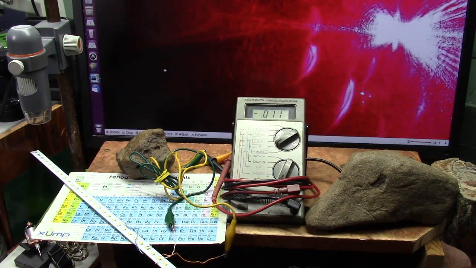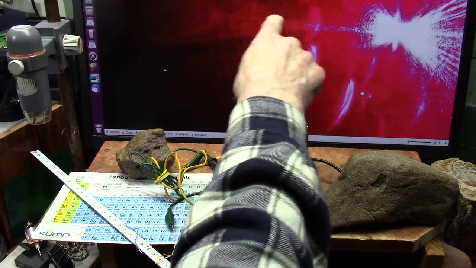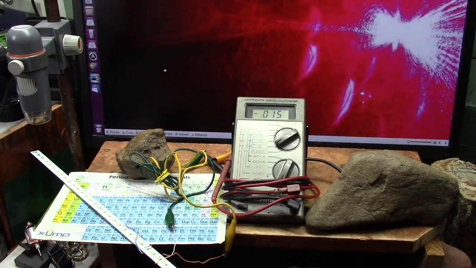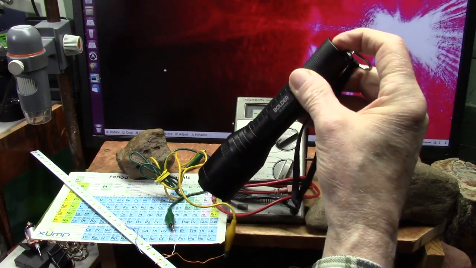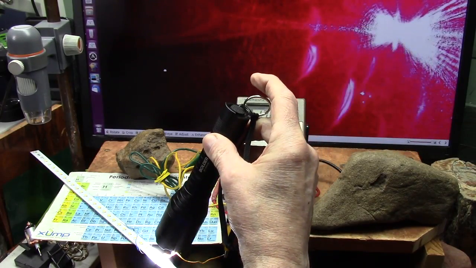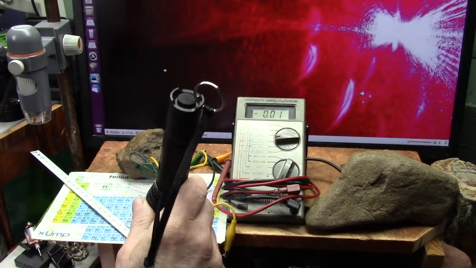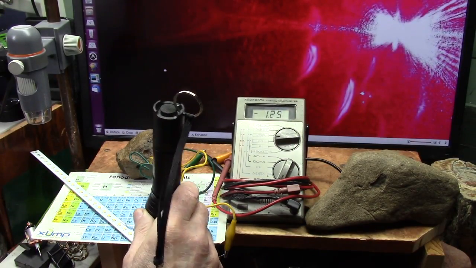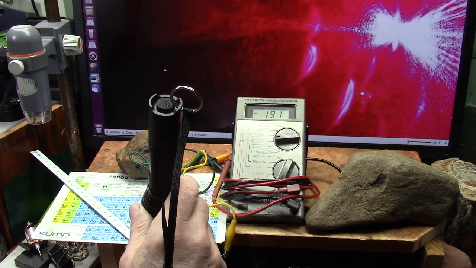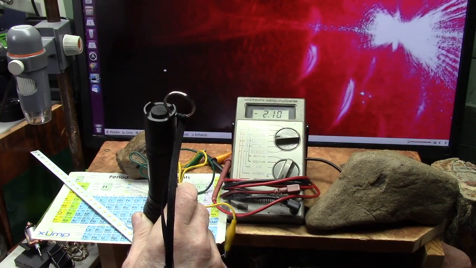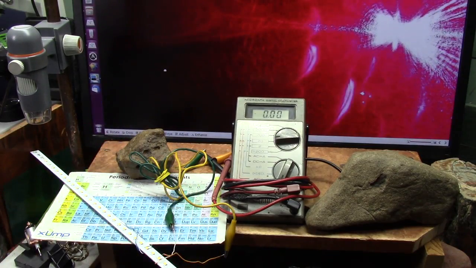If I cover up the cell, I get 0. Now, what if I flooded that puppy with something like that? Well, here's what happened. Watch. Boom. We're exceeding it, so now we got to go to the 20 volts, and we're up to 2.1 volts. Now, what about with the blue laser?